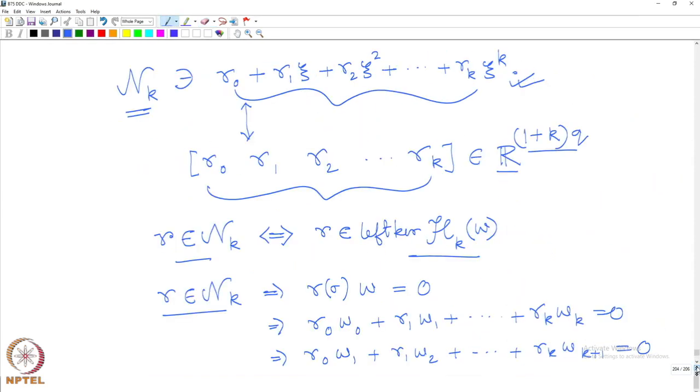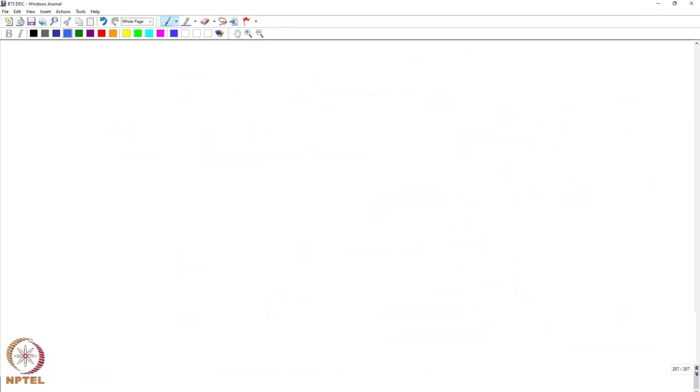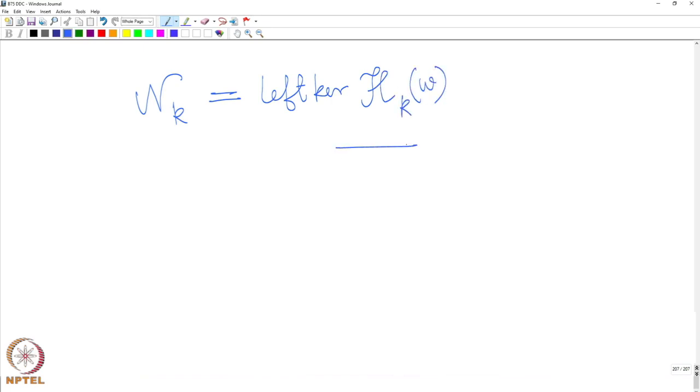Why is this beneficial for us? Because it is now easier for me to find these Nk's. I can now find these Nk's by just computing the left kernel of my Hankel matrix that I create out of the given data.